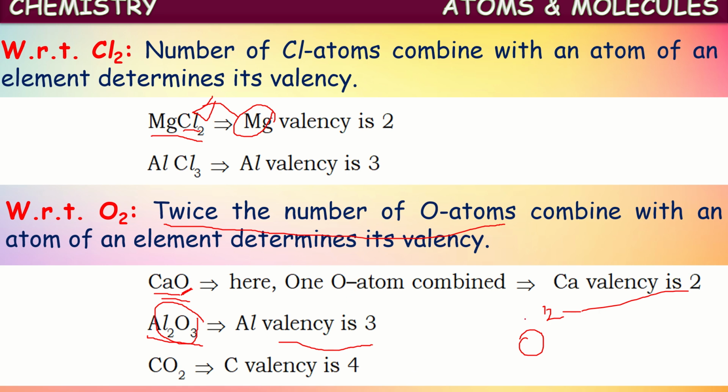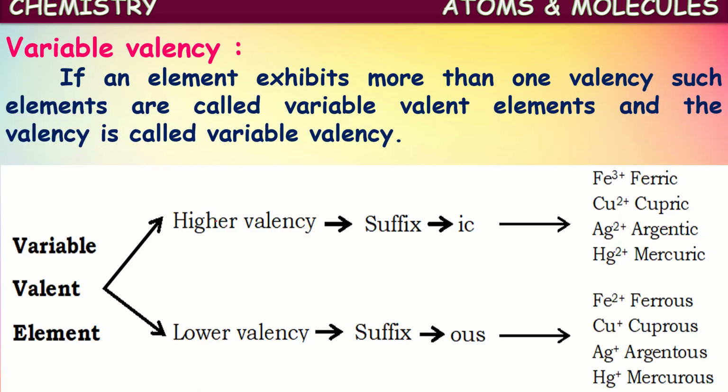CO2. In CO2, two oxygen atoms combine with one carbon. So twice the number of oxygen atoms: 2 twos are 4. So carbon valency is 4. In this way, with respect to hydrogen, chlorine and oxygen, we determine the valency of the elements.